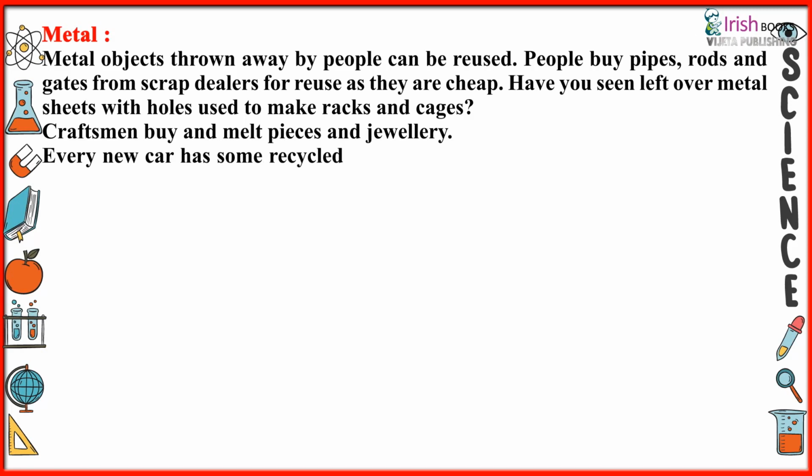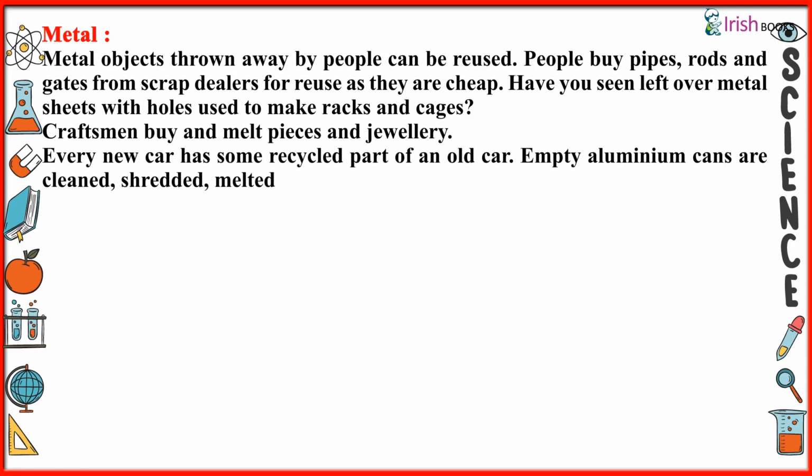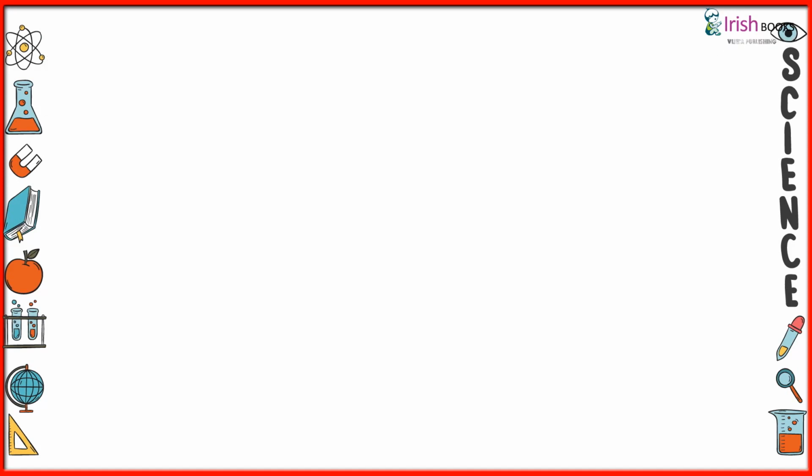pieces to use in jewelry. Every new car has some recycled part of an old car. Empty aluminium cans are cleaned, shredded, melted, and reshaped into new cans for reuse.